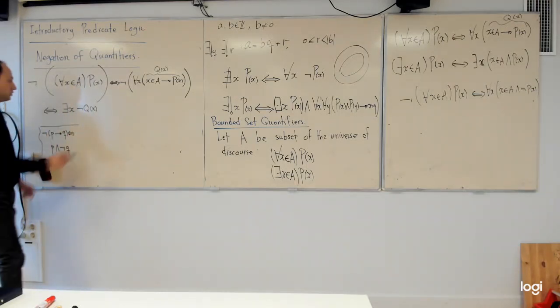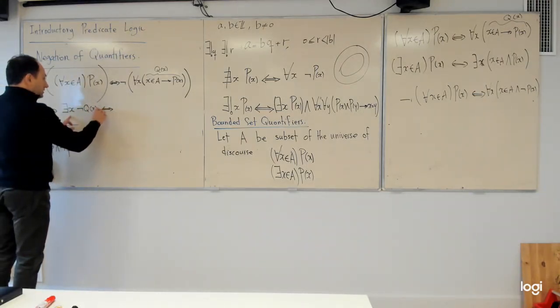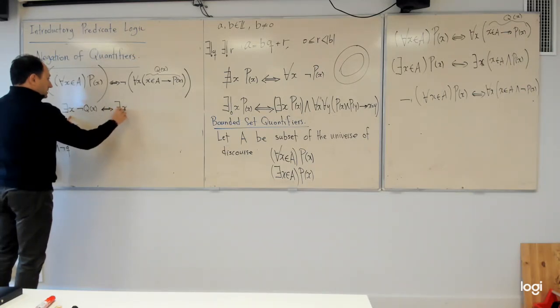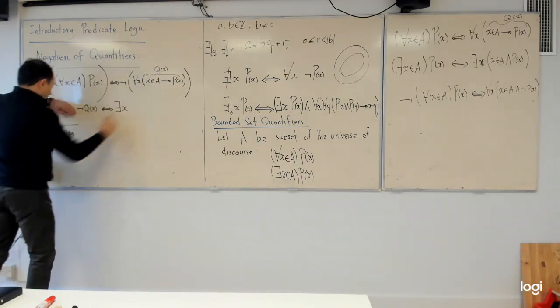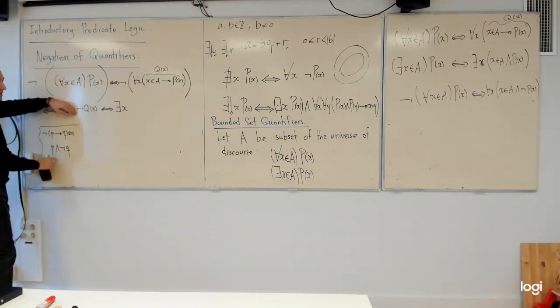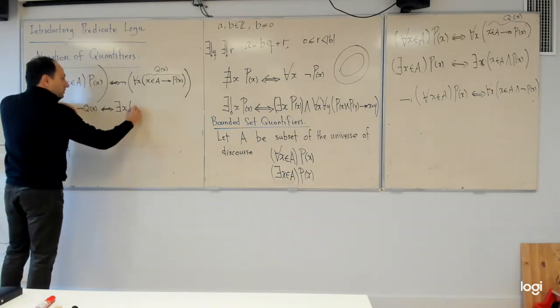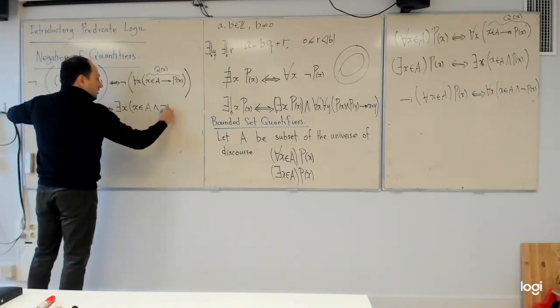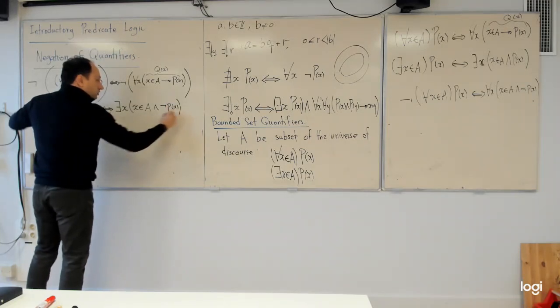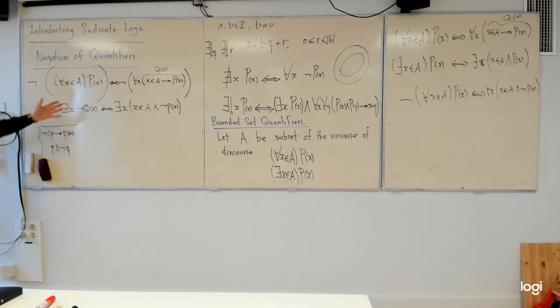So what I do here, this becomes equivalent to there exists an x. Instead of negation of Q(x), I negate this statement according to this rule we previously studied. So it becomes x belongs to A and negation of P(x). Do you agree? Everything is okay now.